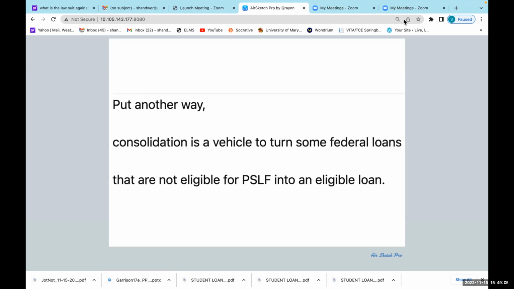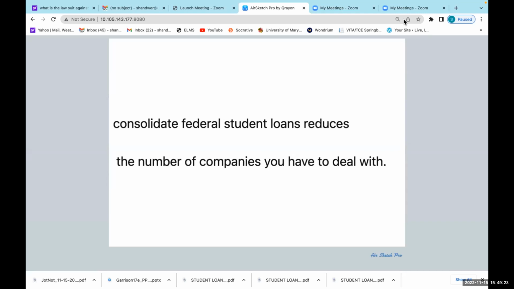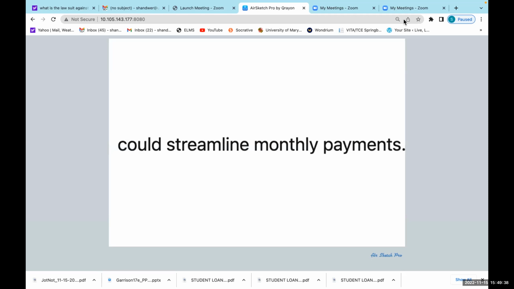So put another way, consolidation is a vehicle to turn some federal loans that are not eligible for PSLF into an eligible loan. That's not the case for most, but you never know. So the best way to do it is to plan with your loan service provider to see what consolidation can do for you. Again, it's rare that it will hurt you. In most cases, it won't hurt. It also reduces the number of companies you might have to deal with if you have more than one federal loan out there. Could streamline your monthly payments. Almost all good stuff can happen.